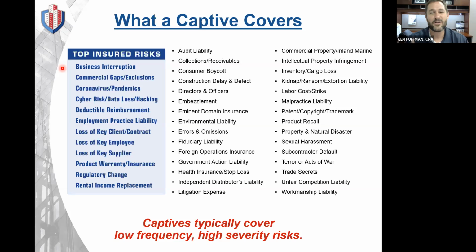You have supplier interruption because of, here's one, coronavirus. That's a big one, right? That has affected all kinds of businesses. Businesses have been closed, restaurants. Let's say they bring in $500,000 a month and they're forced to close for 2 months. They could get a check for $1 million if they had a captive insurance company to cover that lost revenue. Commercial gaps and exclusions, deductible reimbursements.